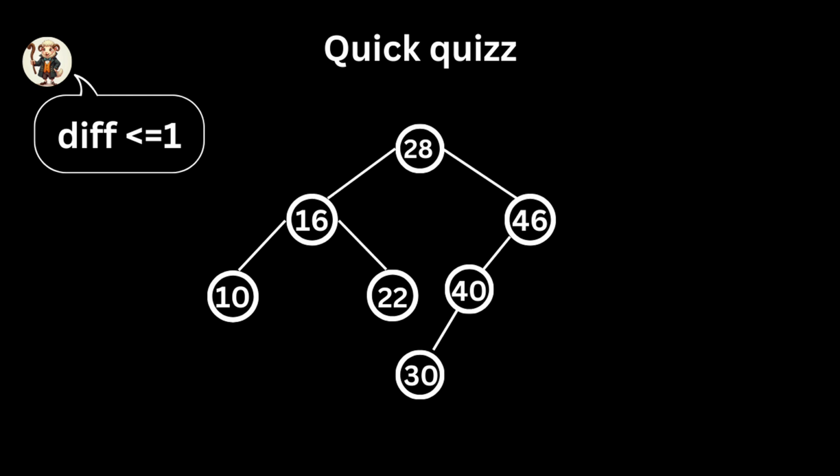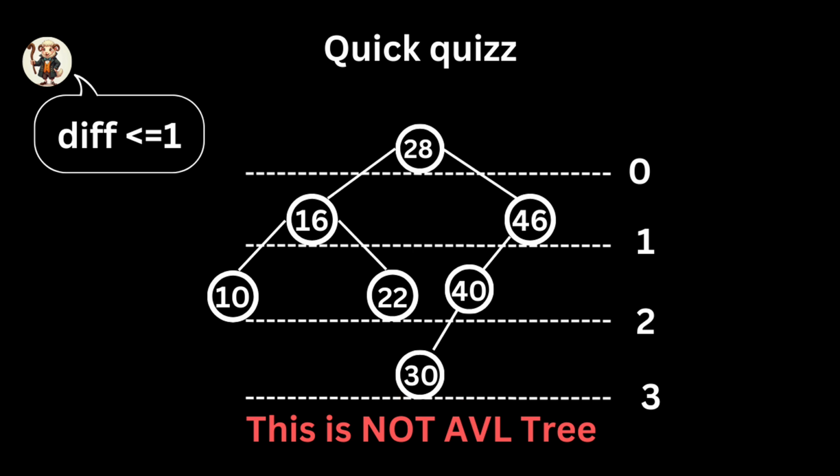Okay. Now, look at this second tree. Is this an AVL tree? No, it isn't. Let's visualize the height. The height difference between the left and right subtrees is greater than 1, which violates the AVL balance condition. However, we can transform this unbalanced tree into a balanced AVL tree. To achieve this, we need to perform an operation known as a rotation. I will explain rotation in the next chapter.